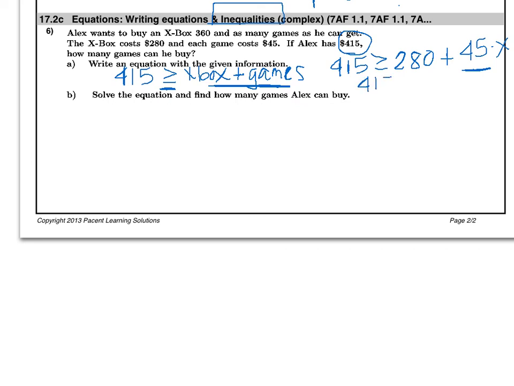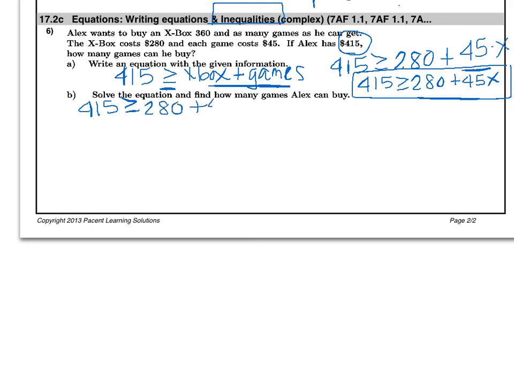And so to write it just a little bit more neatly, and of course box my answer, I would not necessarily show the multiplication sign. Okay, and that's the answer for this part A, but now we have to solve it. So I'm going to say that 415 is greater than or equal to 280 plus 45x, and I'm going to get my x alone. So I'm going to add a negative 280 to both sides, and I end up with 135 is greater than or equal to 45x.